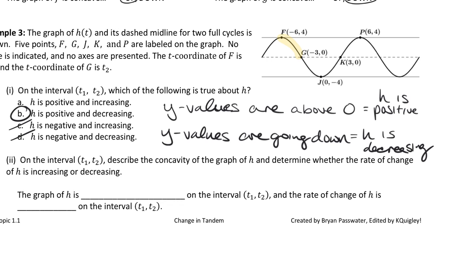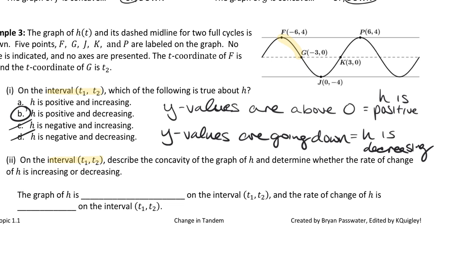The next sentence here on your CYU, and pretty much from here on out, I'm not going to give you the sentence stem, but I wanted to type a lot of it in for you so you saw exactly what I was saying. But this question says, on the interval from T1 to T2, which again is what we have highlighted, our interval from T1 to T2 is from F to G. It wants us to describe the concavity of the graph of H and determine whether the rate of change of H is increasing or decreasing.